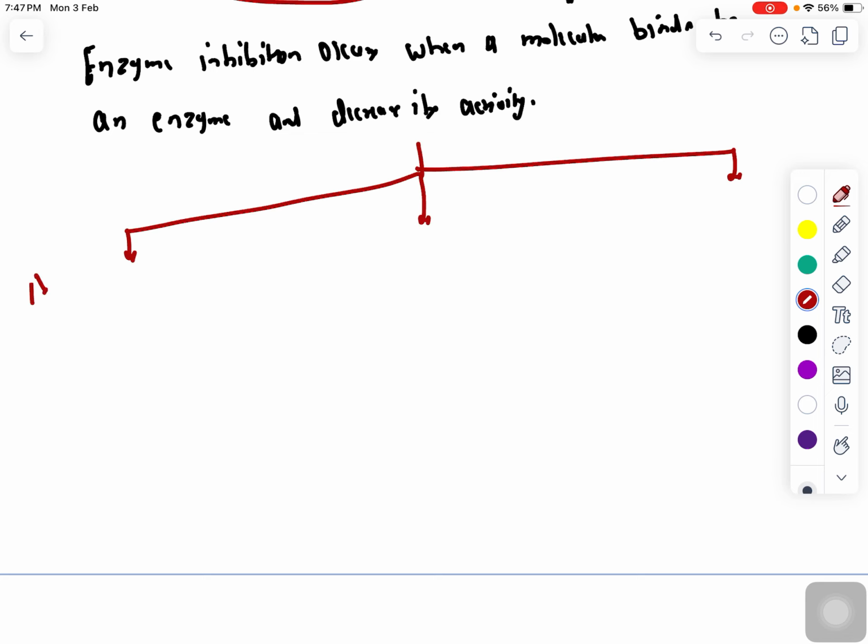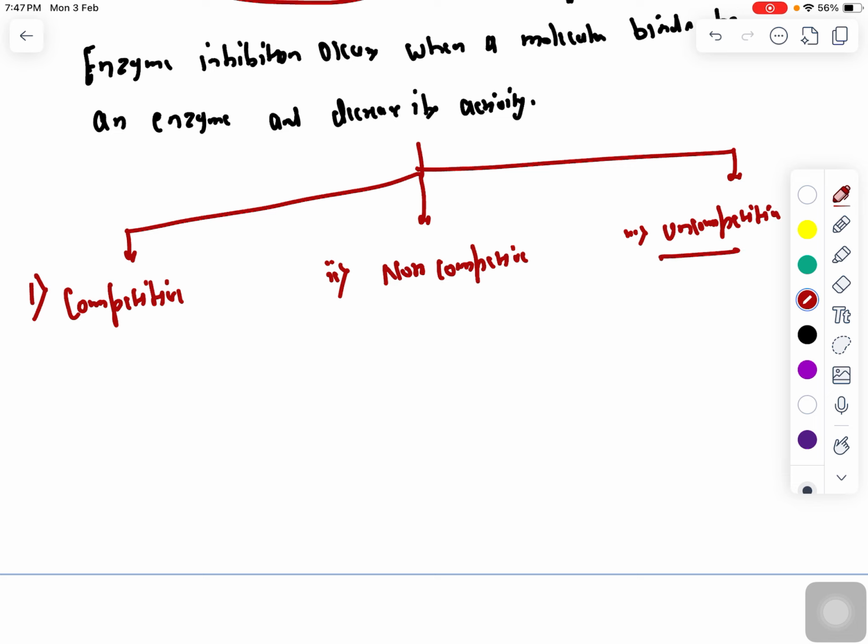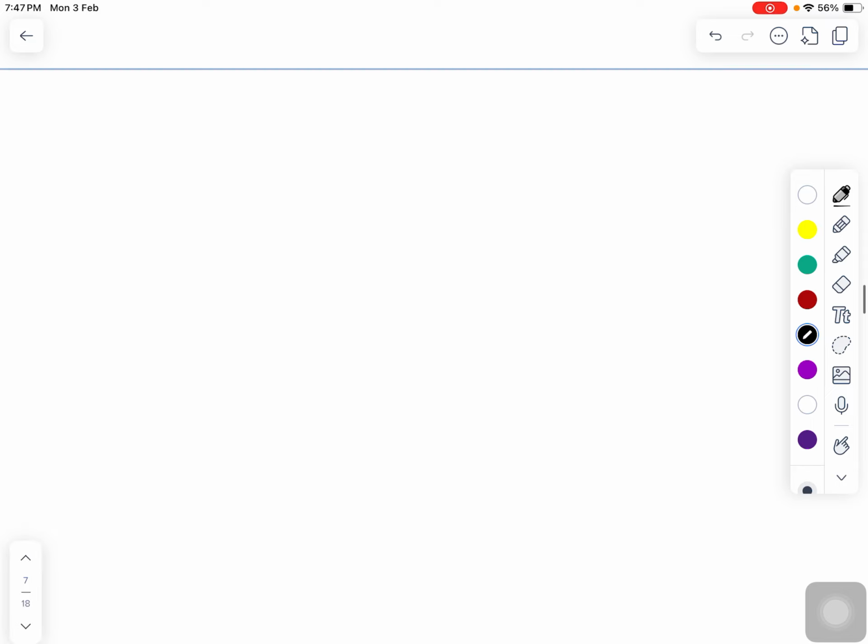So when we talk about enzyme inhibition, there are three different kinds. The first one is competitive inhibition, the second one is non-competitive inhibition, and the third one is uncompetitive inhibition. So these three inhibitions are there. First I'll start with competitive inhibition.